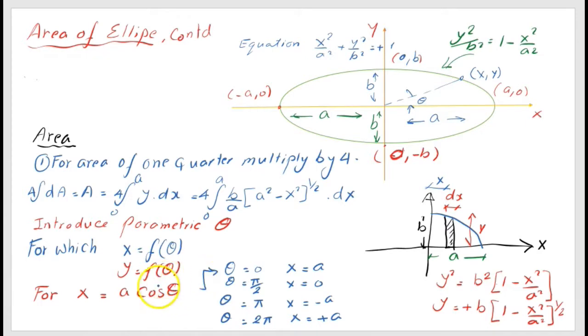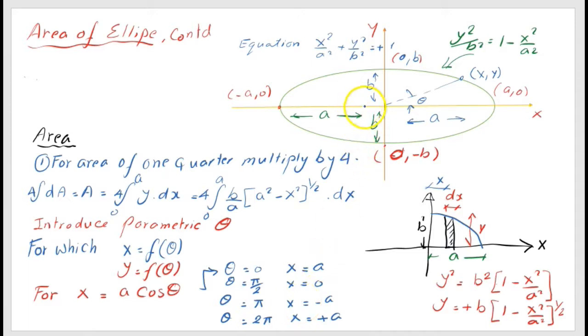So check now: cosine 0 equals 1, multiplied by a, we get a. For theta equal to pi over 2, the cosine of pi over 2 is equal to 0. That's why we get that point when theta equals pi over 2. Check again when theta equals pi, we're supposed to get minus a and 0. And that's what happened. Cosine pi equals minus 1, multiplied by a, we get minus a.